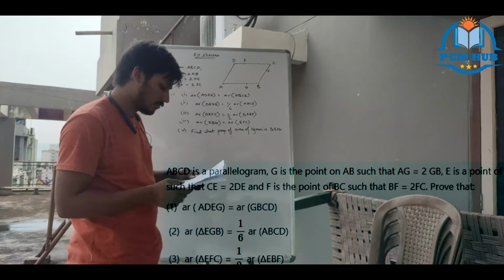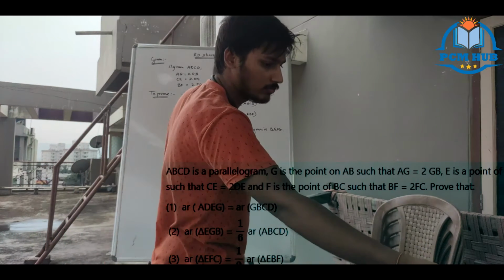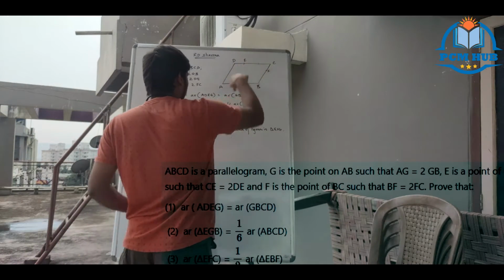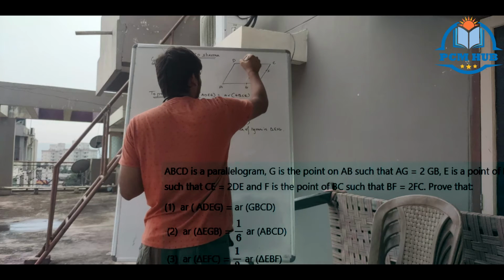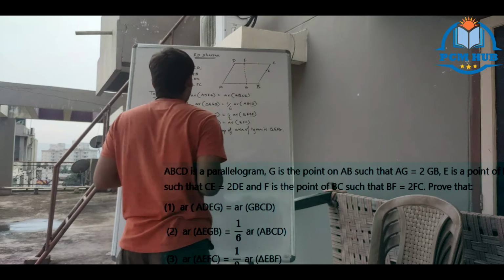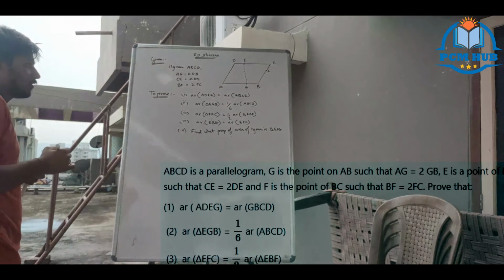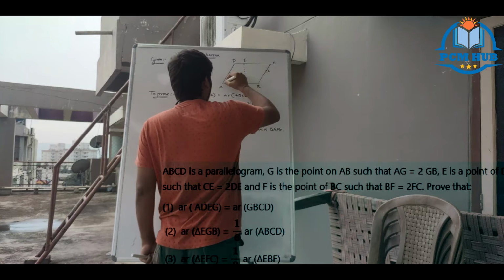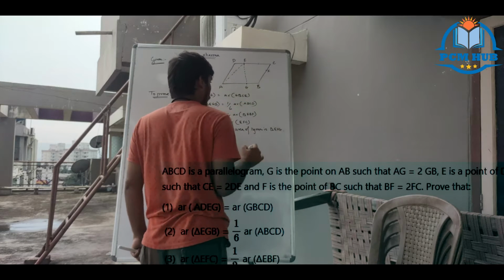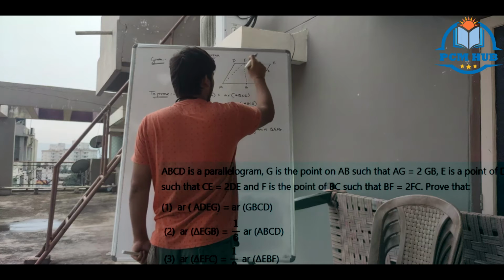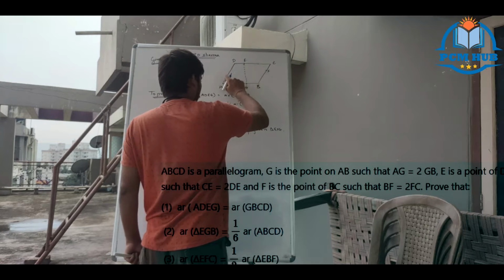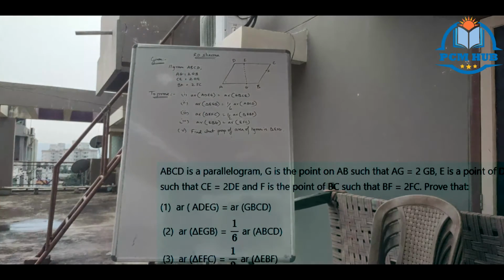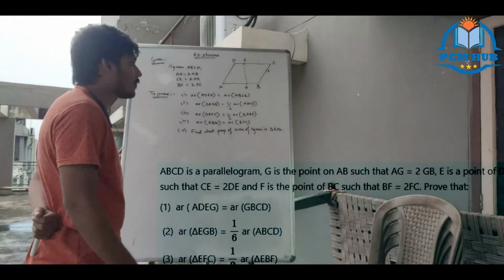Okay. ADEG equal to area of GBCE. This area and this area are equal. You have to prove. So first one, what you will do?